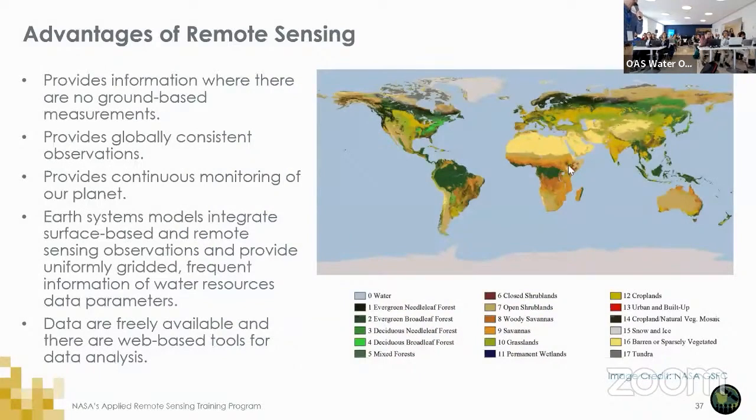So some of the advantages of remote sensing are the ground-based measurements are probably going to be the most accurate anywhere you have.